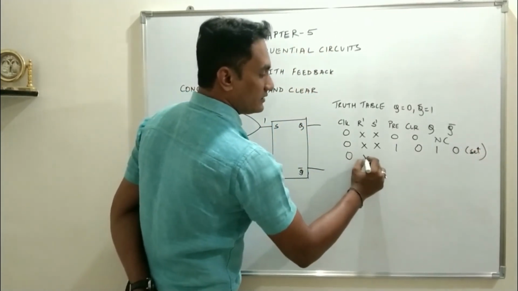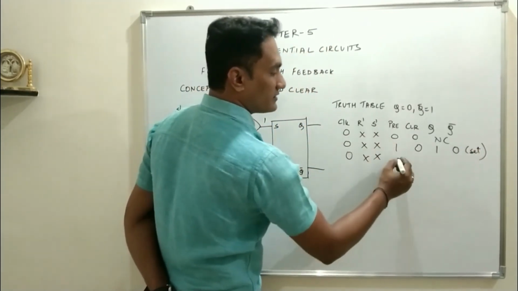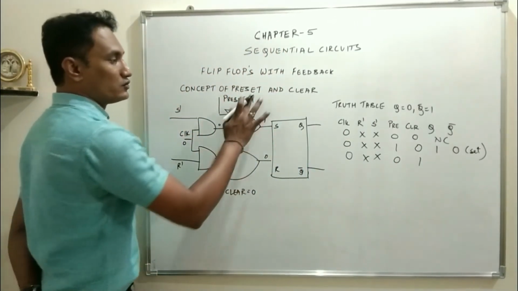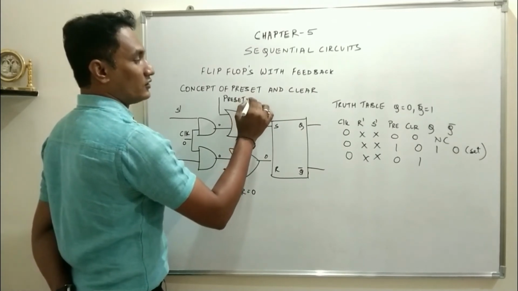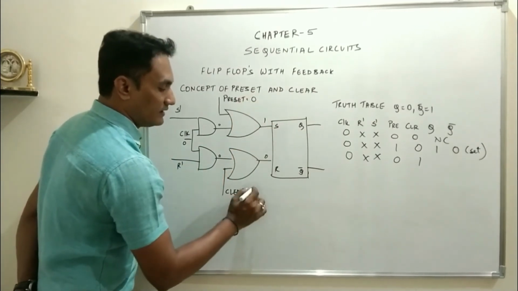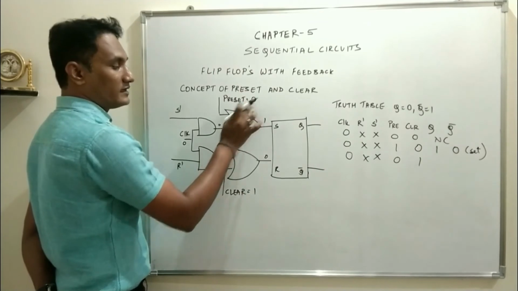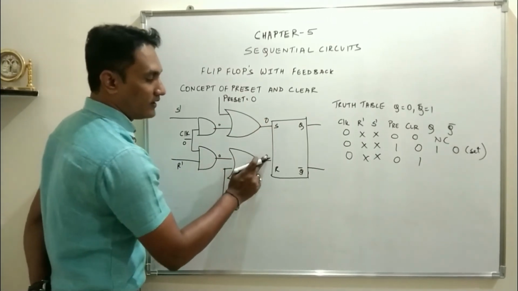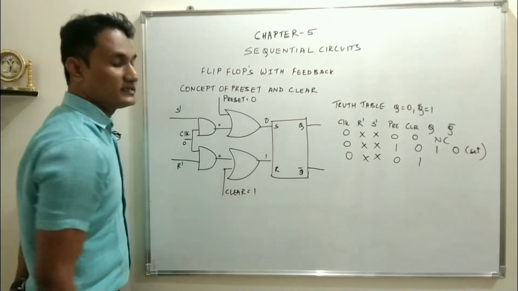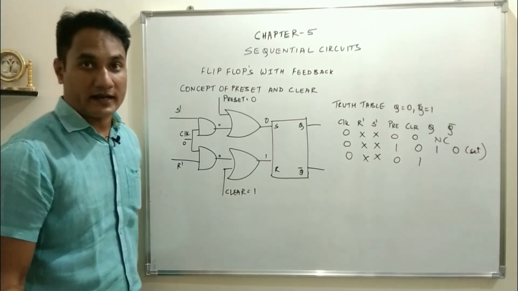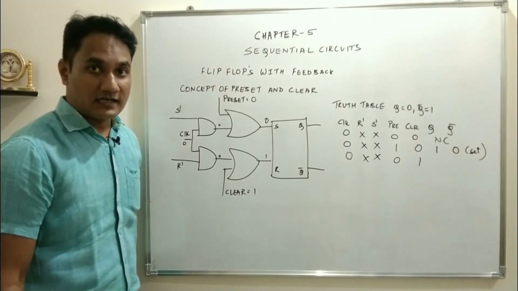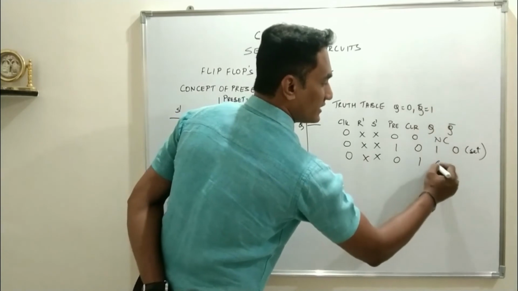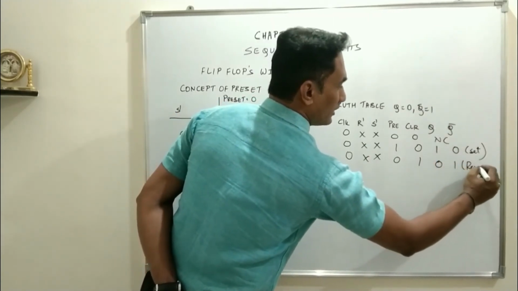Similarly, when clock is 0, we don't care about the condition of R dash and S dash, and now preset is equal to 0 and clear equals to 1. So for the first OR gate the input is 0 and 0, the output will be 0. For the second OR gate it is 0 and 1, the output will be 1, which makes S is equal to 0, R is equal to 1. Trigger given to R. R stands for reset, and reset means Q will go back to its initial condition. Q is 0, Q bar equals to 1.